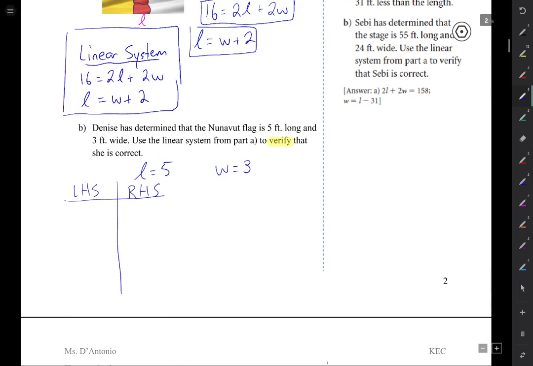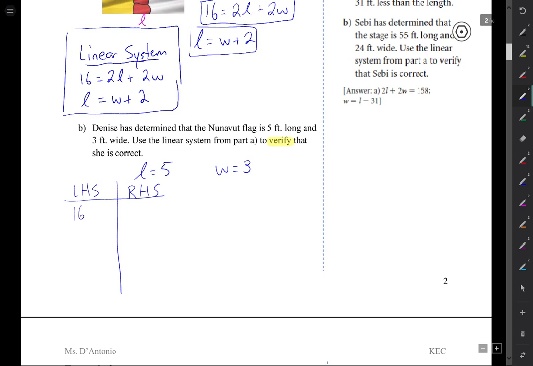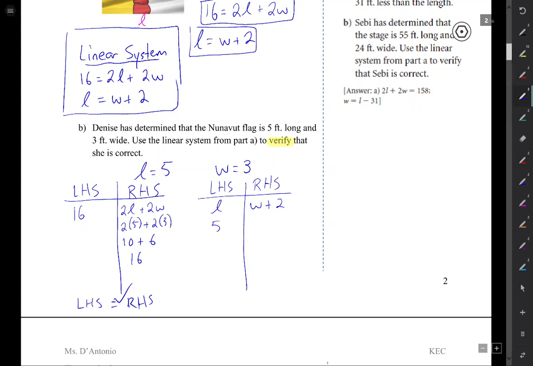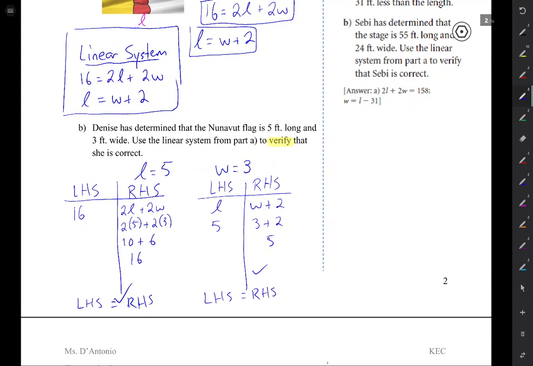So in this one, I'm going to do the first equation, the 16, and then on the right-hand side is 2L plus 2W. So then let's plug in our values here and see if we can get the left-hand side and right-hand side to equal each other. So we'd have 10 plus 6, which would be 16. So the left-hand side is equal to the right-hand side. So it does work for that equation. Let's see if it works for the other one. So now we have L on one side and W plus 2 on the other side. And if we plug in our values here, we will see that the left-hand side and right-hand side do equal each other. Therefore, we have verified that Denise is correct with these numbers that she gave us.